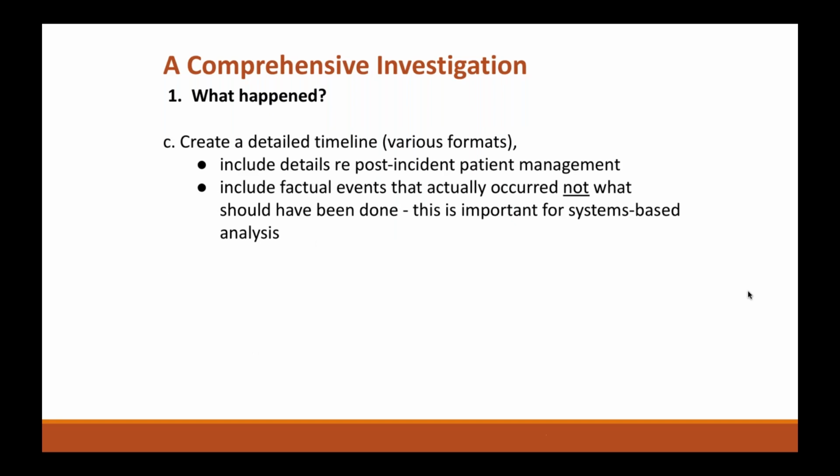With all the information that we can gather, we should create a detailed timeline, and there's various ways to do this, various formats that we might use, and we saw one of them earlier. And in this timeline, we should include details about the post-incident patient management, and we should include factual events that actually occurred. And I'm just reinforcing the point that we should not be talking about what should have been done. We know what should have been done. We really need to know what actually happened. We're talking about the primary problem type.